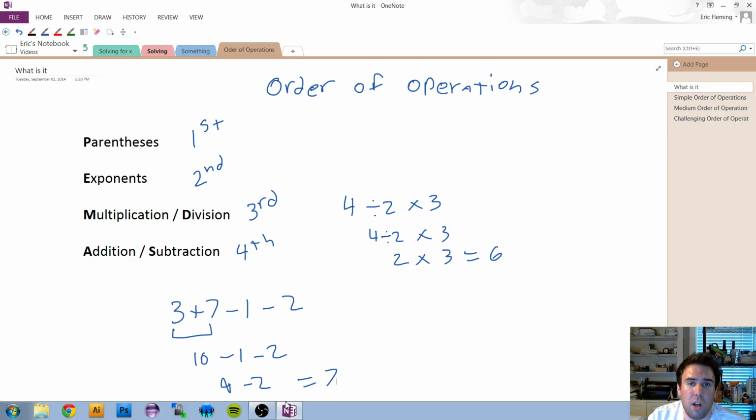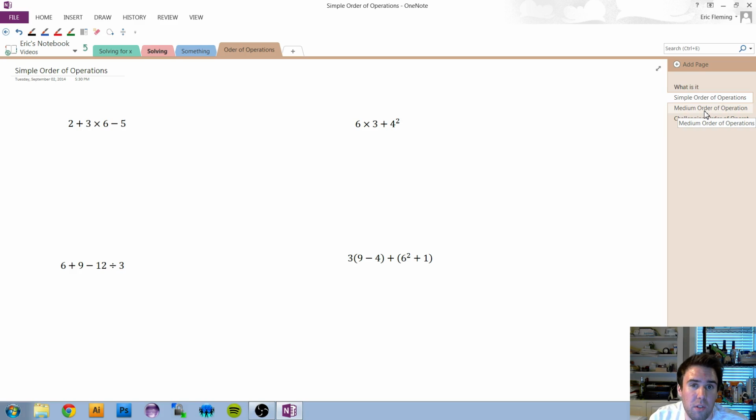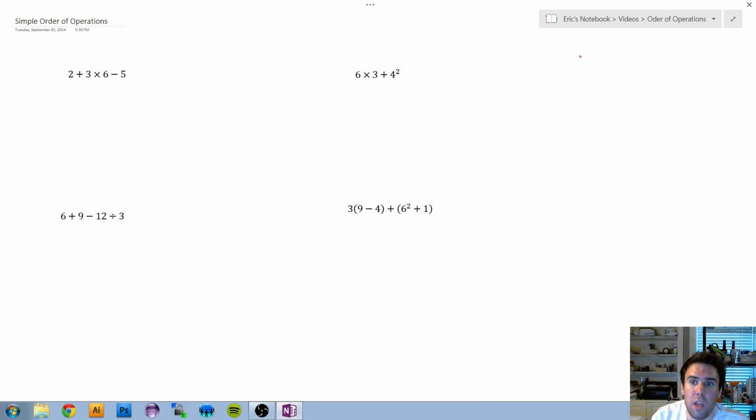So we're going to try a few examples putting this into practice. We're going to start off with some simple ones. Now I call these simple because there's not a whole lot going on and there's a clear winner for who should come first. If you aren't familiar with it, you can always write this off to the side of your paper just as a refresher so that you know what the hierarchy is. Parentheses first, exponents, multiplication, division, addition, subtraction again.